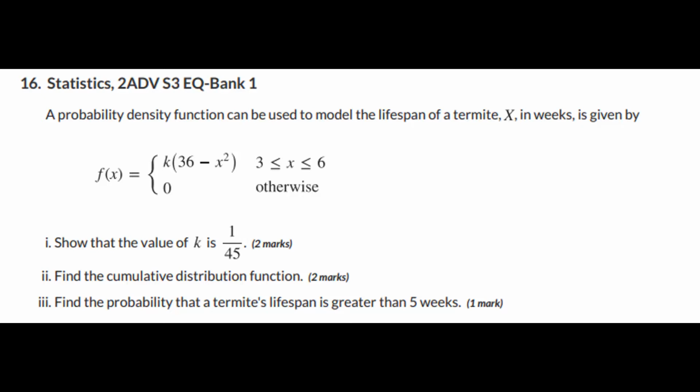Now part 1 asked us to show that the value of k is 1 on 45, but the student who sent through this question doesn't need help with that, so we're going to take that as given and then go straight into part 2, which is to find the cumulative distribution function, and then part 3, which is to find the probability that a termite's lifespan is greater than 5 weeks.